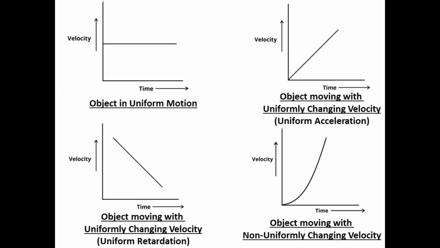So we have discussed these four velocity time graphs. First, when object is in uniform motion. Second, when object is moving with uniform acceleration. Third, when object is moving with uniform retardation. And fourth, when object is moving with non-uniformly changing velocity, that is non-uniform acceleration.